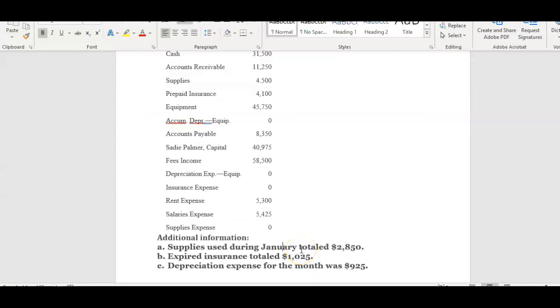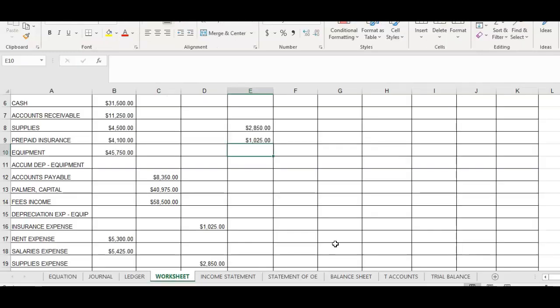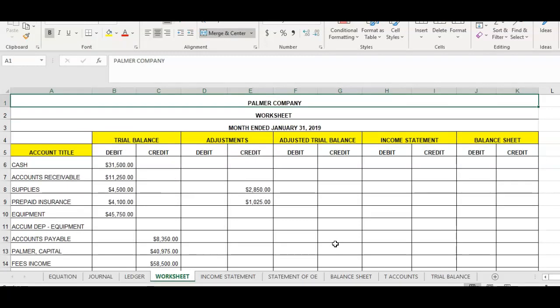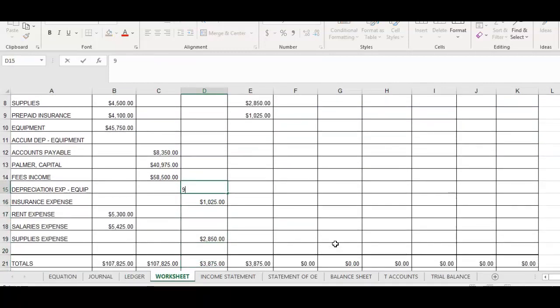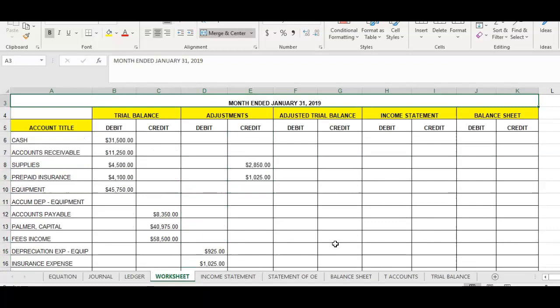Then for our last adjustment, depreciation expense for the month, it said the amount totaled $925. So for this last adjustment on the worksheet, in the adjustment section again, make sure it's the right section, there we go. We're going to debit depreciation expense for the 925, and we have a new account called accumulated depreciation, which is a contra asset account.